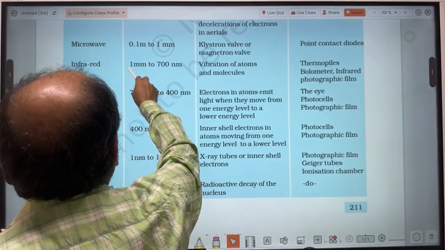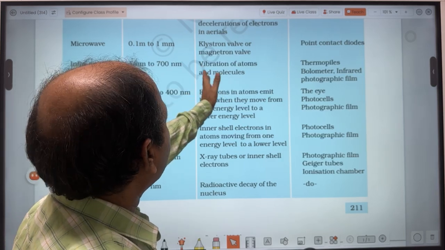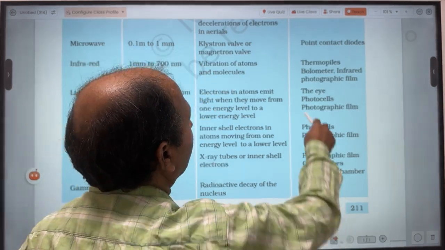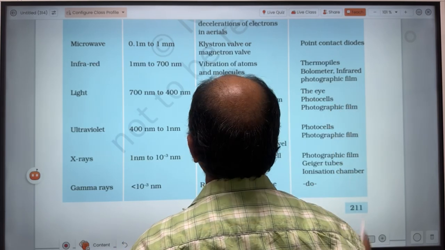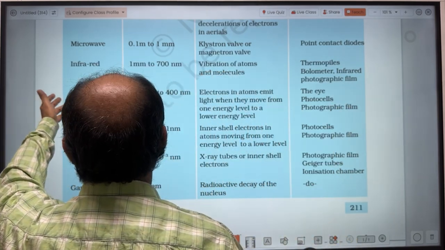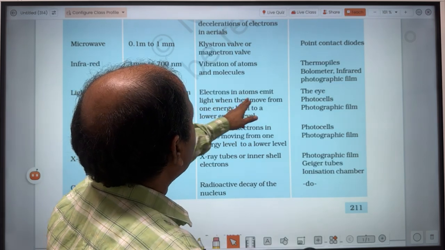Then comes infrared. The wavelength is 1 mm to 700 nm, production by vibration of atoms and molecules, and detection using thermopiles, bolometer, infrared photographic film. Then comes normal light, 700 nanometer to 400 nanometer.